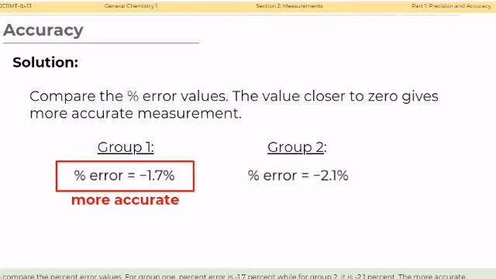Now, we compare the percent error values. For Group 1, the percent error is negative 1.7%, while for Group 2, it is negative 2.1%. The more accurate measurement is the one closer to 0, and negative 1.7% is closer to 0 than negative 2.1%. The value measured by Group 1 is more accurate.